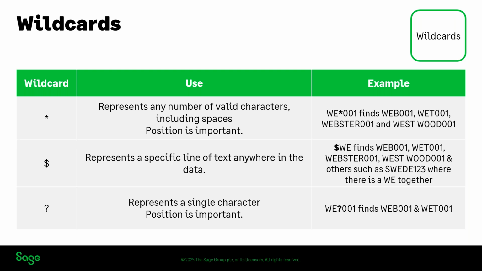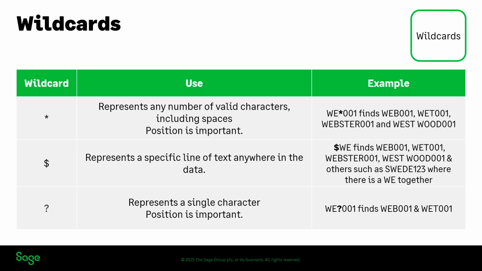So that's where it starts with the WE, and then it'll find any character in the middle where the asterisk is. You can use this in your quick search bar, but also in the filters, when you pop in that little type box at the end of your filters.